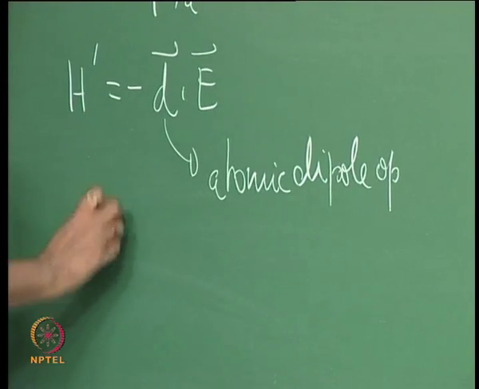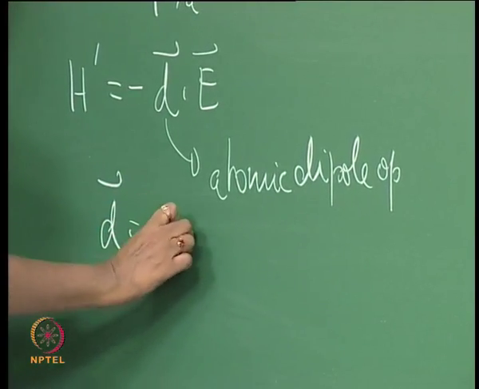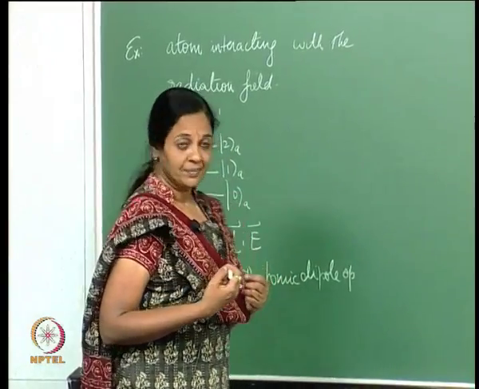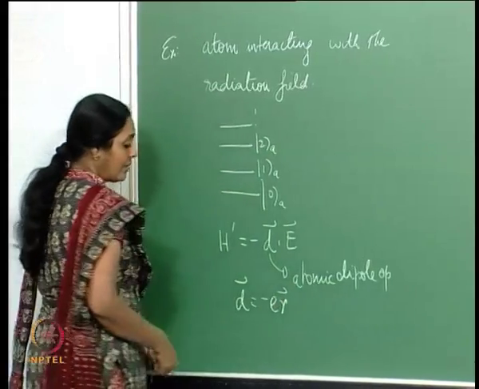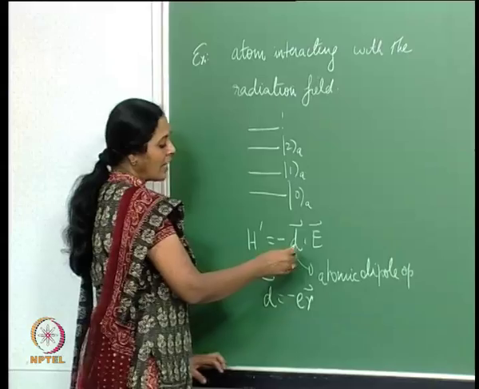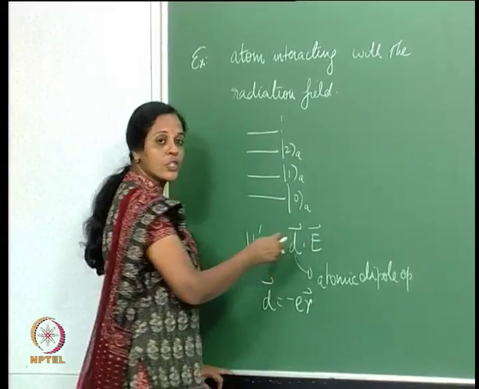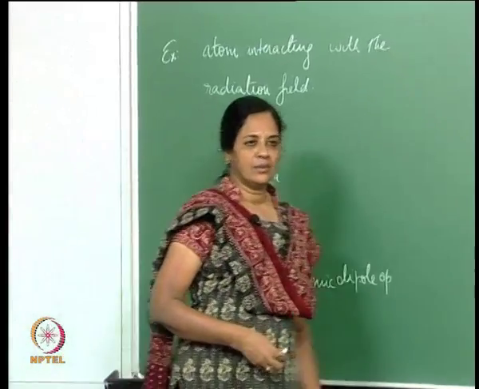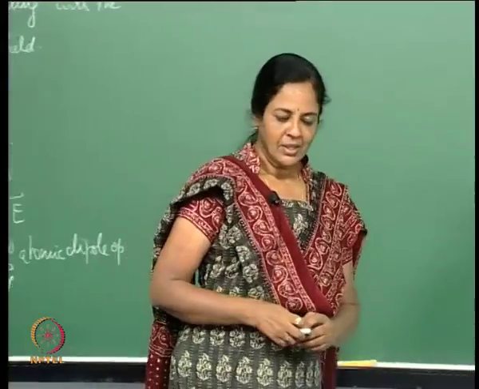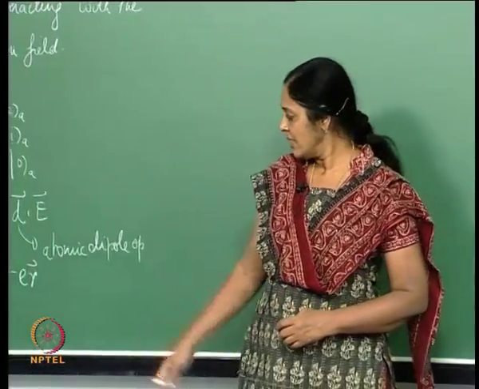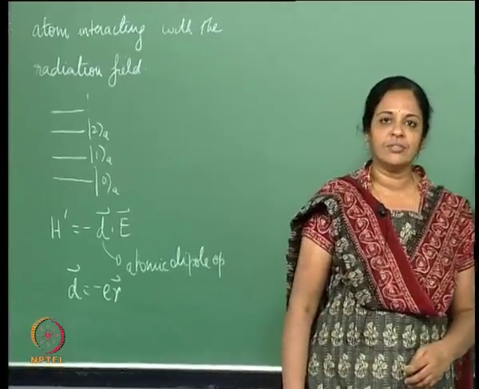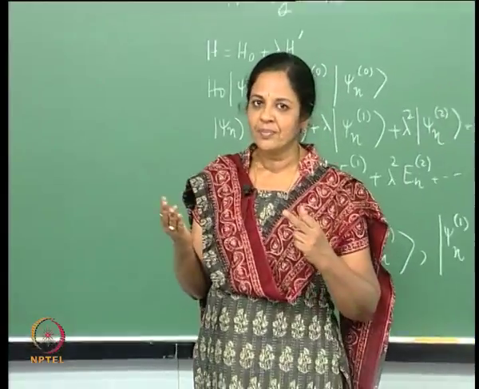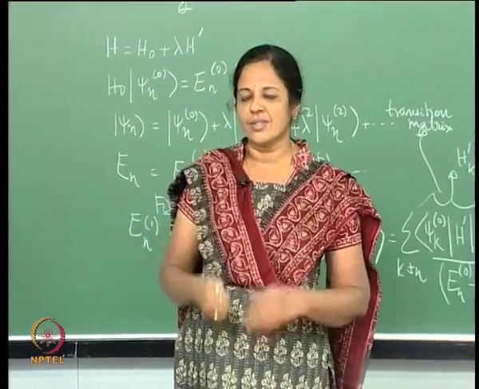Now, the atomic dipole, like all dipoles, is going to be represented by the charge e times r, and I am looking at a case where E is spatially homogeneous. Now, this is a reasonably good approximation. It is called the dipole approximation because the atomic dipole interacts with the radiation field, and E itself is taken to be spatially homogeneous over atomic distances.